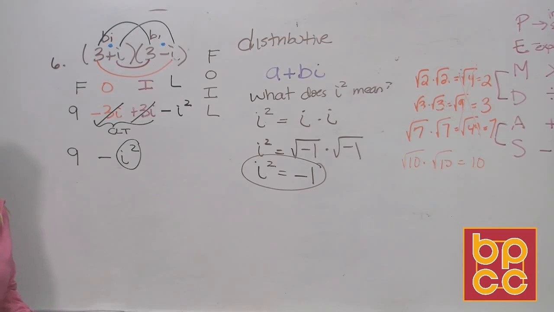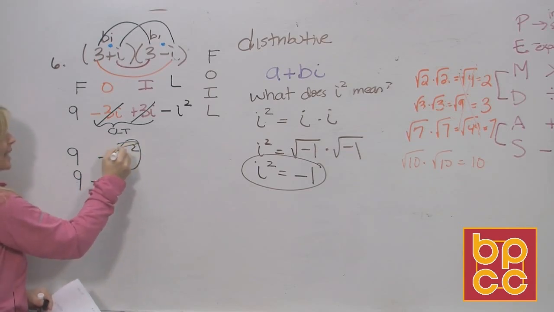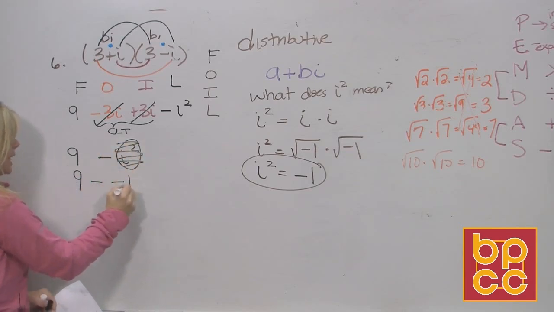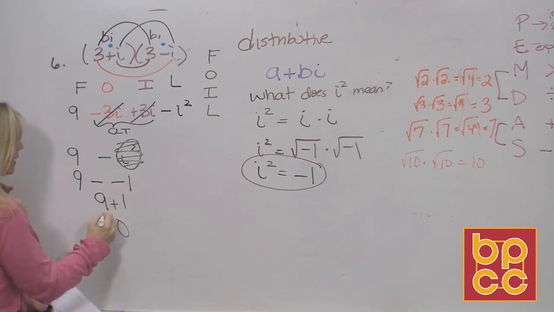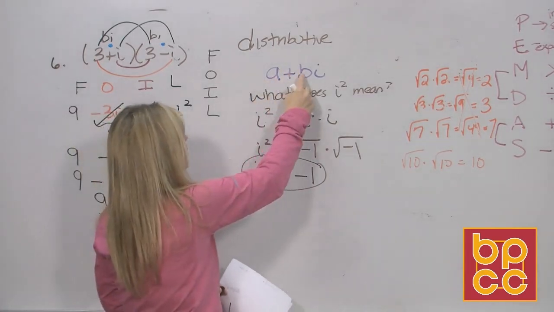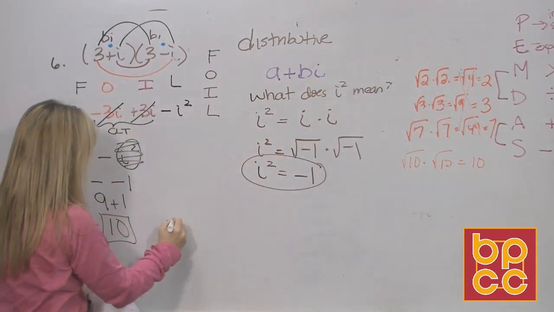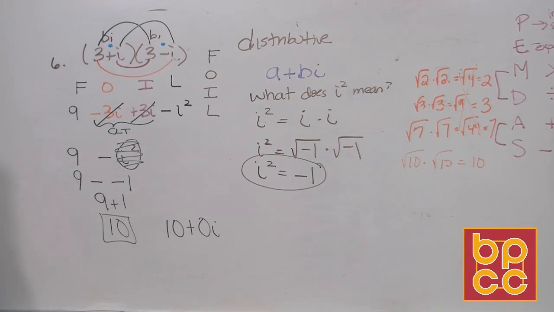So now watch, because here's where the boo-boos come. You bring down the 9. You bring down this subtraction. You are replacing this letter i squared with -1. 9 minus a -1 is really 9 plus 1, which is 10. Now everybody look. That's a real number, 10. So to write that in a plus bi form, I would write 10 plus 0i. There is no imaginary part to it. Is everybody okay with that?